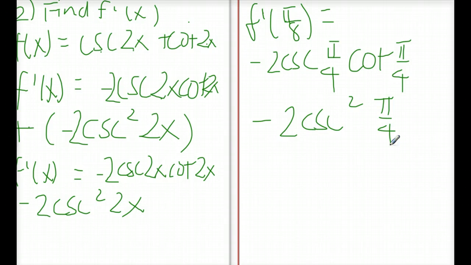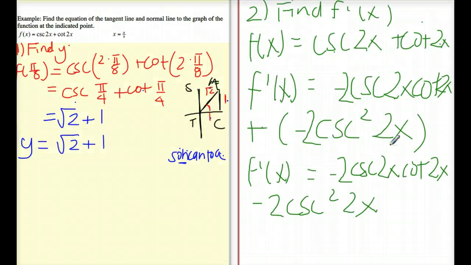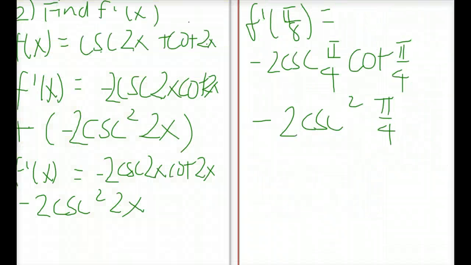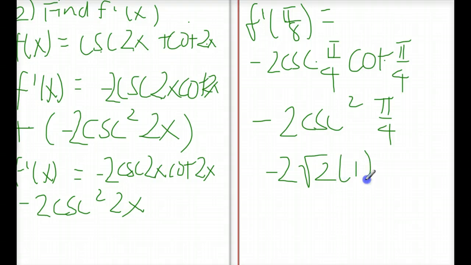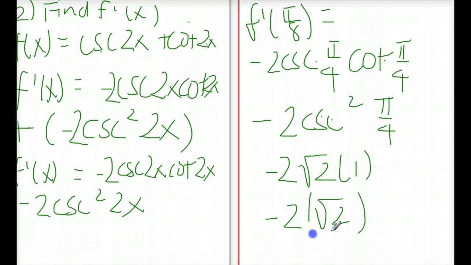So let's go back to our previous page, and if we find out what we had earlier, we got the cosecant of pi over 4 to equal radical 2 and the cotangent of pi over 4 to equal 1. So let's just plug those numbers in. So I get negative 2 radical 2 because of here. Cotangent of pi over 4 is 1, so I put on the 1, and then I get negative 2 times the square of cosecant pi over 4, which is square root of 2 squared.